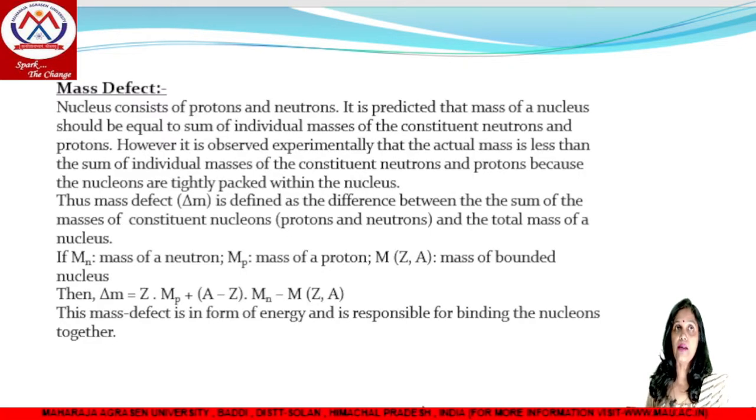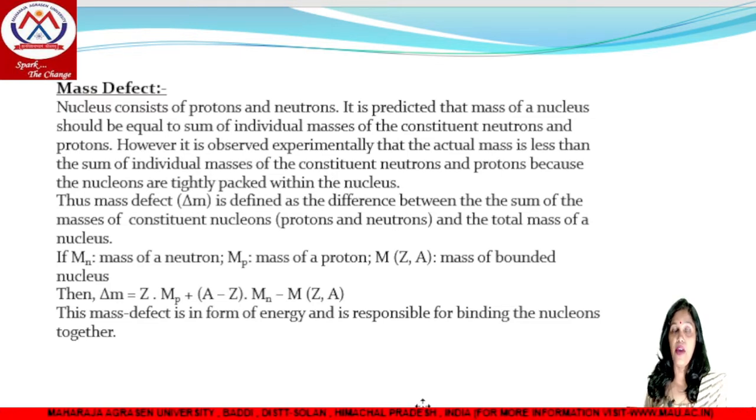Now we will discuss a term, mass defect. We all know that the nucleus consists of protons and neutrons. It is predicted that the mass of a nucleus should be equal to the sum of the individual masses of the constituent neutrons and protons. However, it is observed experimentally that the actual mass is less than the sum of the individual masses of the constituent neutrons and protons because nucleons are tightly packed within the nucleus.